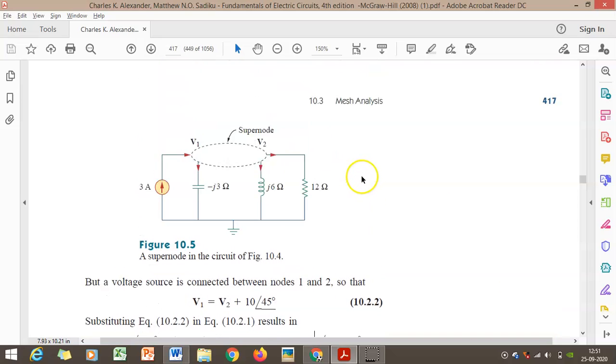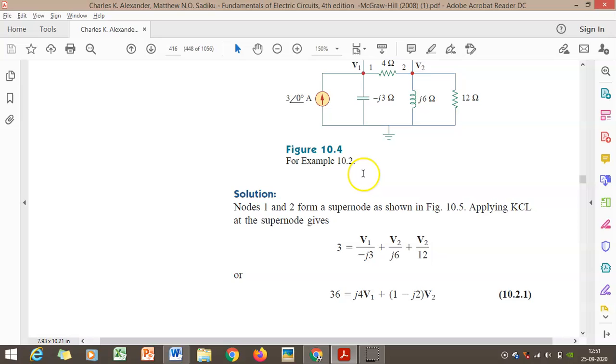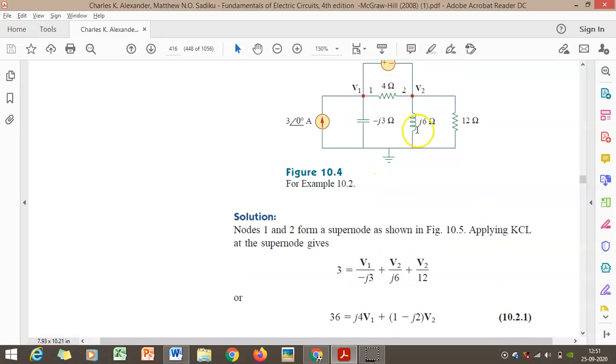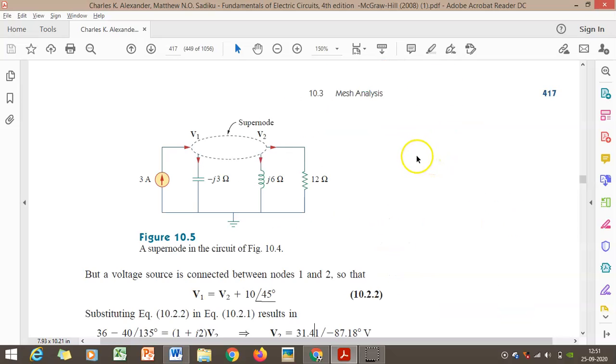For this, we cannot do it directly. We have to take the supernode, and apply KCL and also KVL. We have applied KCL and KVL, so we've got it. Okay. Thank you.